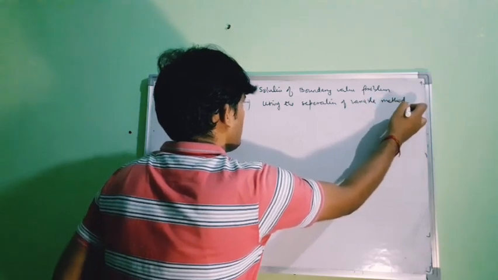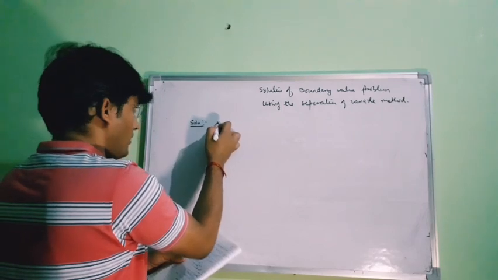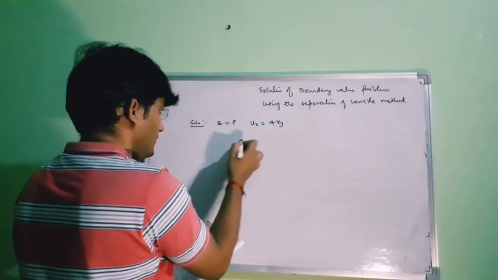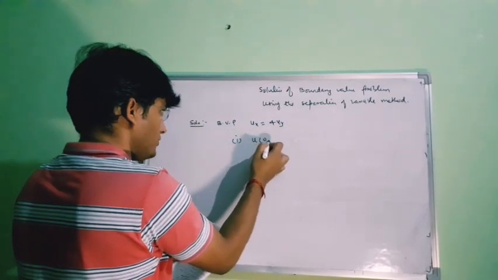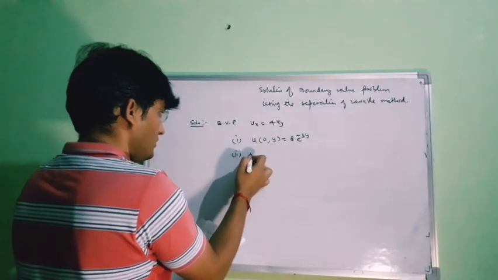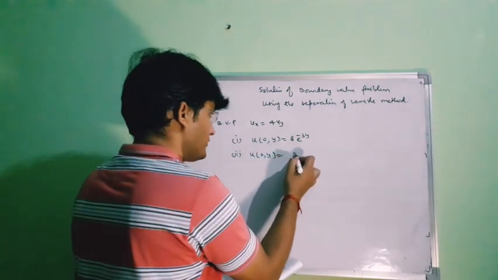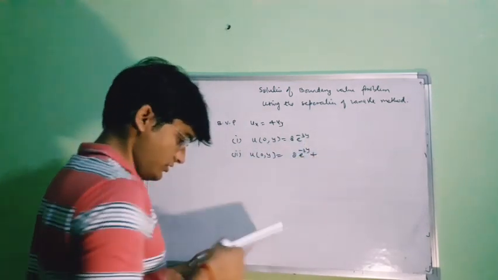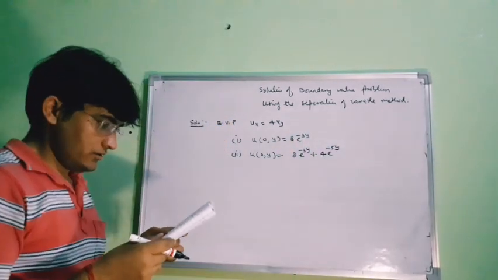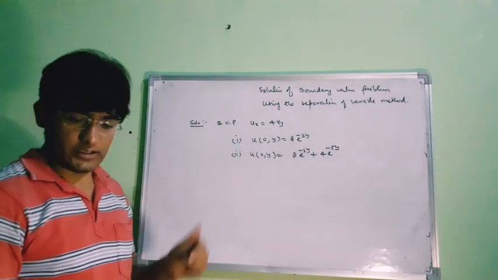So let us solve the problem number 1. Solve the boundary value problem u_x = 4u_y. For the first case, when u(0,y) is equal to a times e to the power minus 3y, and for the second case, when u(0,y) is equal to a e to the power minus 3y plus 4 e to the power minus 4y, 5y. Solve this boundary value problem for these two conditions.